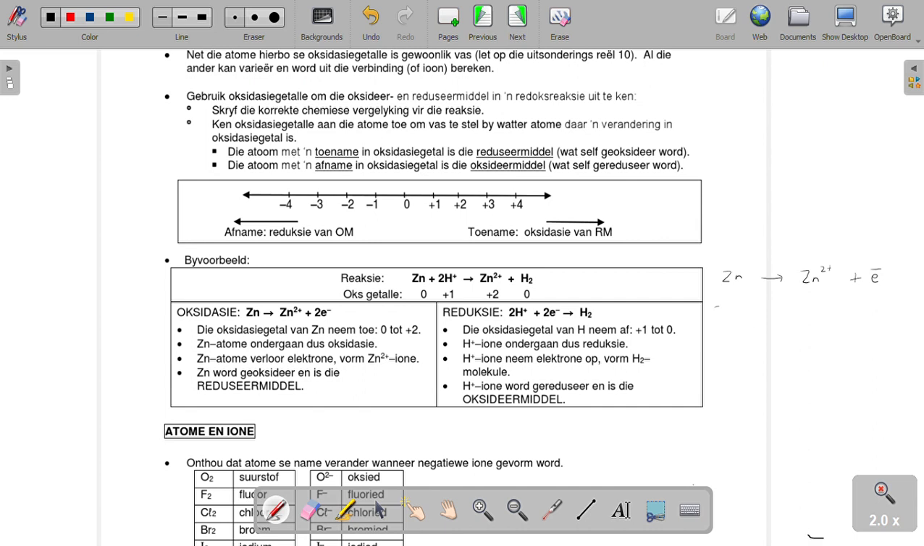So that's the oxidation half reaction. And then you have the reduction half reaction.